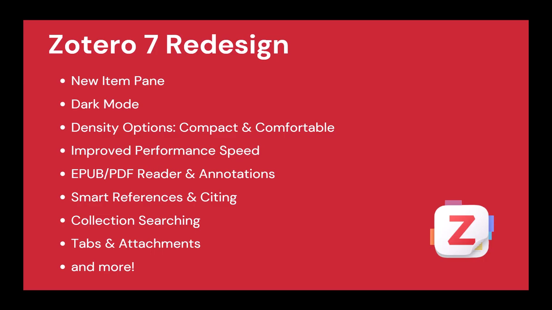They created this new item pane with updated icons, added a dark mode option, density options like compact and comfortable, and increased speed. So they went from a 32-bit to a 64-bit, and it's quite a bit faster than previous versions. And then upgrades to the PDF reader as well, including new annotation types like underlining, text, and ink, where you can draw on the page. And you can also convert highlights and underline text as well.